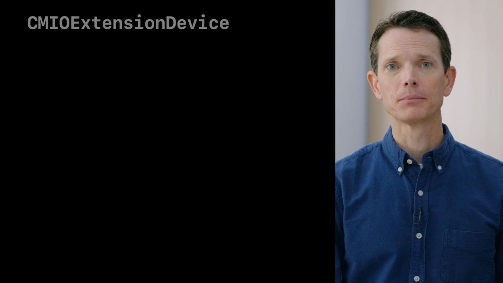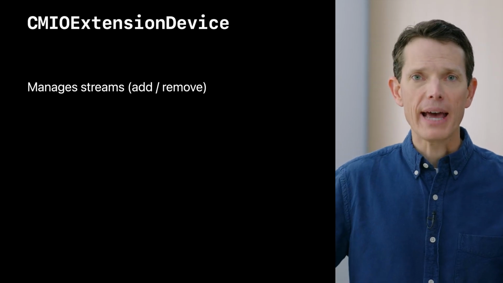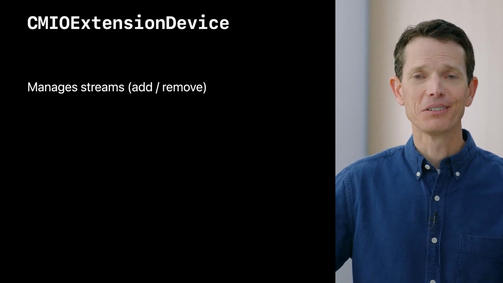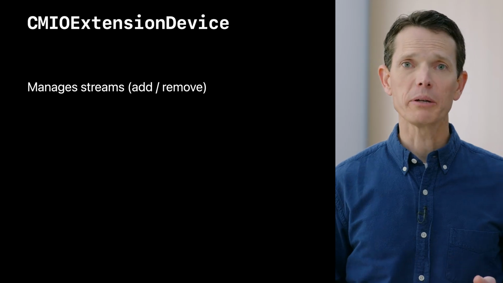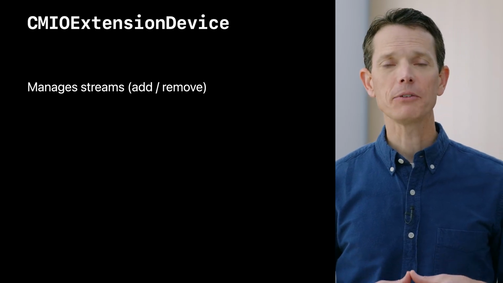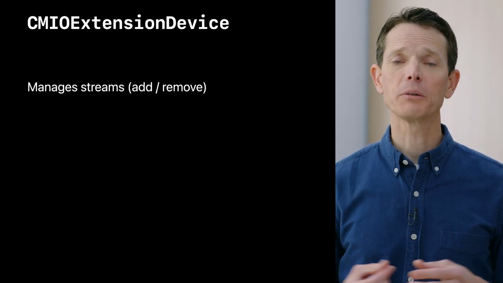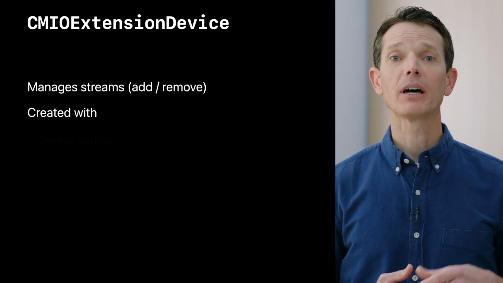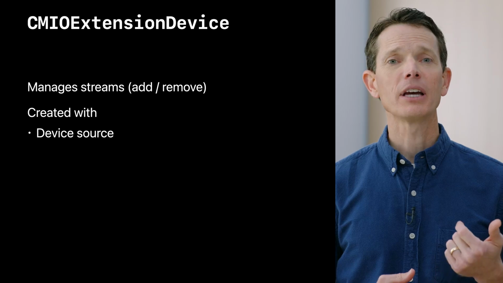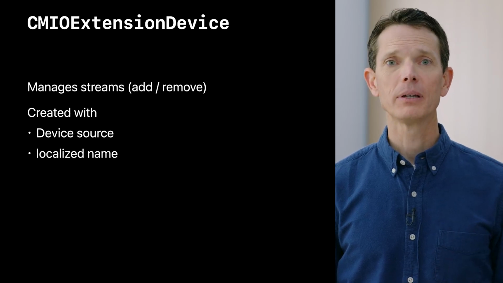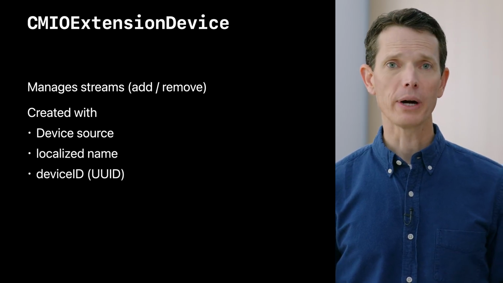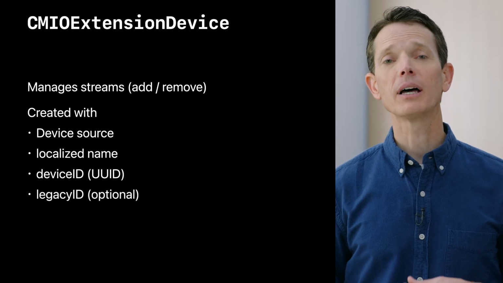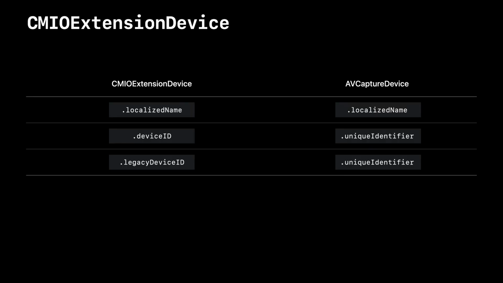Next up is the CMIO extension device. It manages streams, adding or removing them as needed. Your device can present multiple streams, but be aware that AV Foundation ignores all but the first input stream. When you create a device, you provide a device source, as well as a localized name, a device ID as a UUID, and optionally, a legacy ID string. These properties percolate all the way up to AV Foundation.